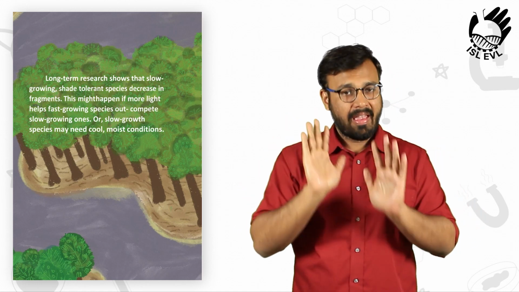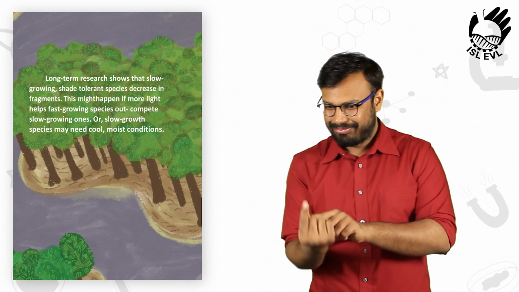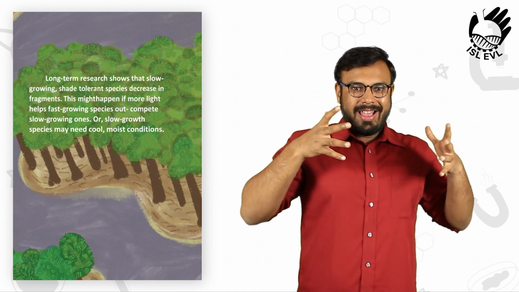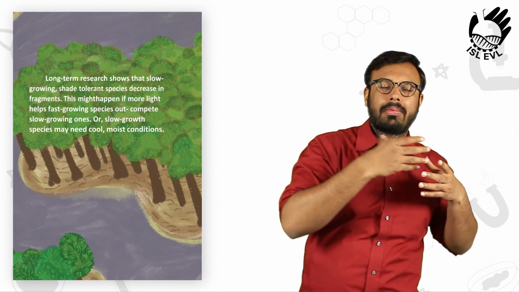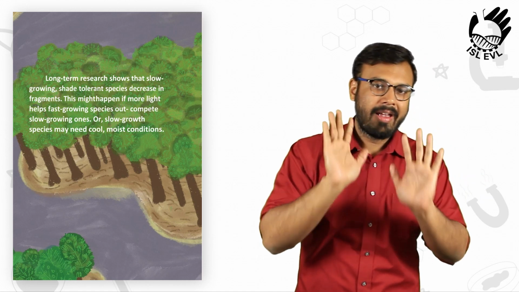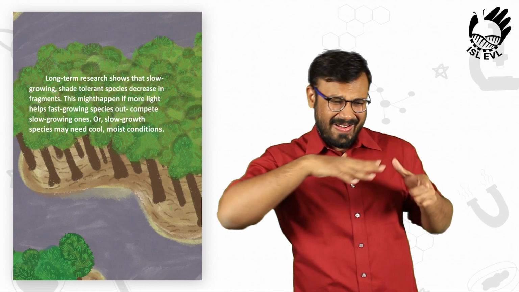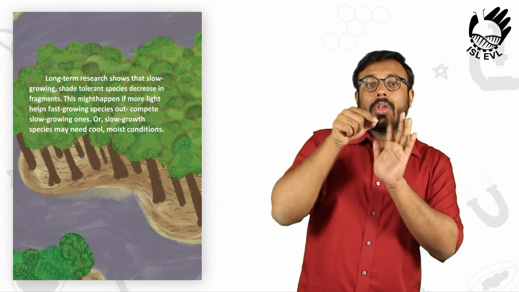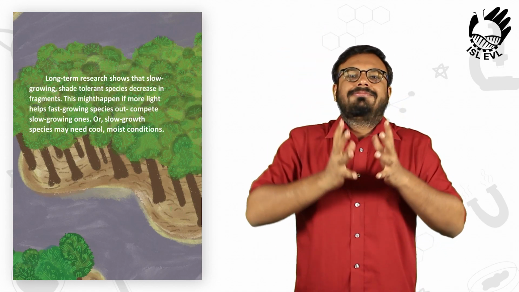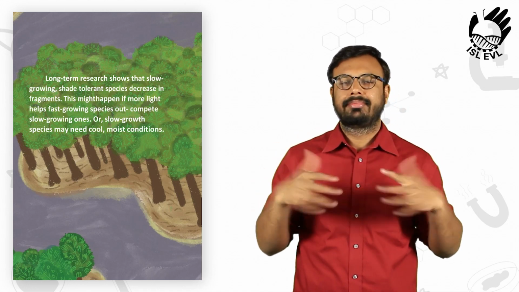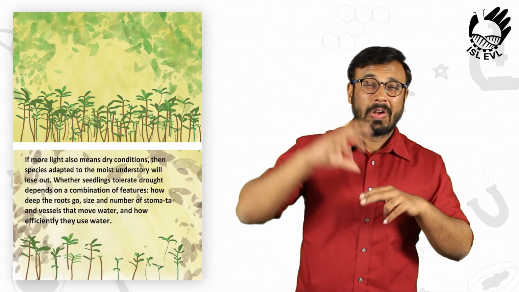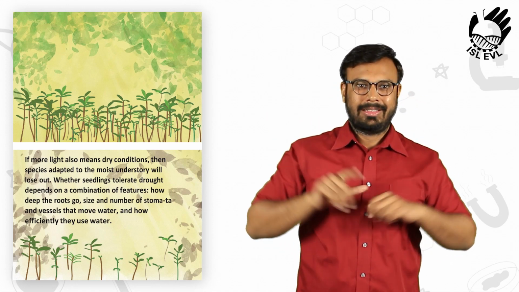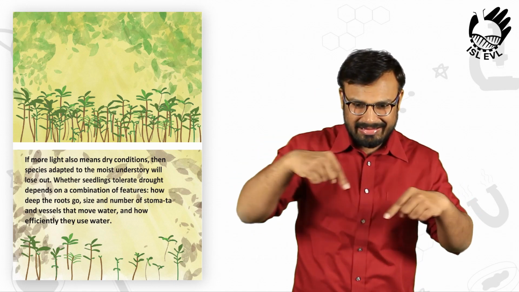This might happen if more light helps fast growing species outcompete slow growing ones, or slow growth species may need cool, moist conditions. If more light also means dry conditions, then species adapted to moist understory will lose out.